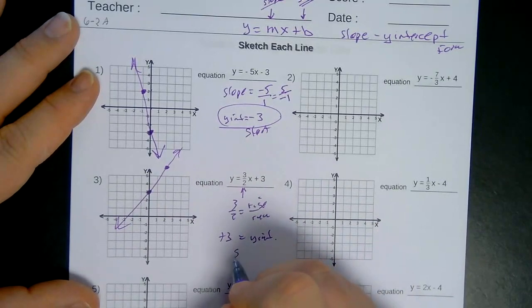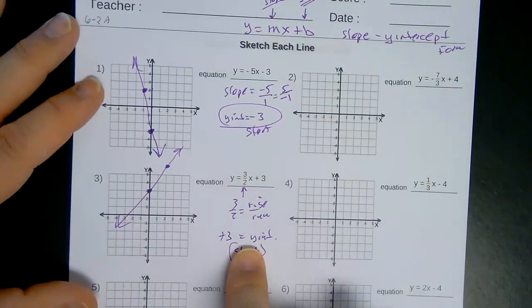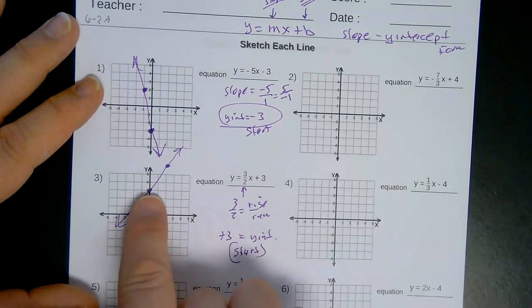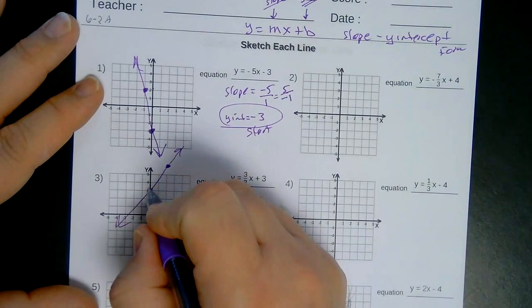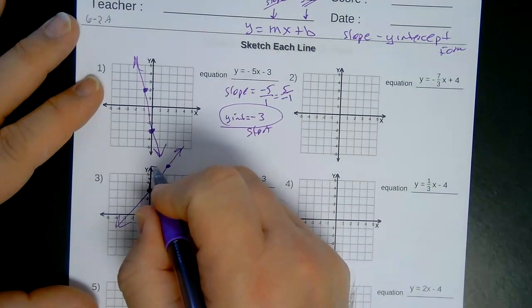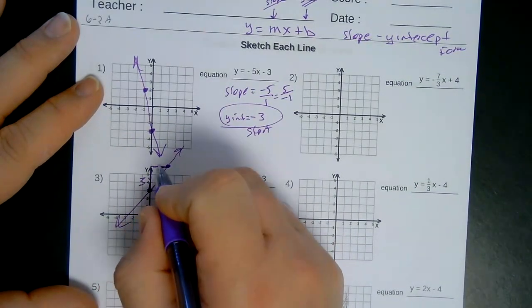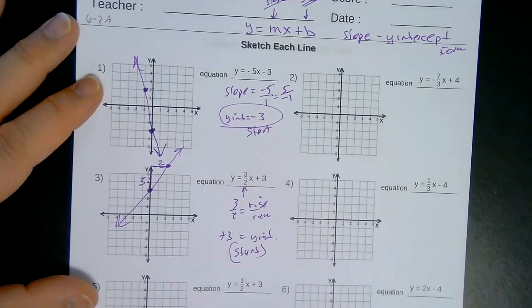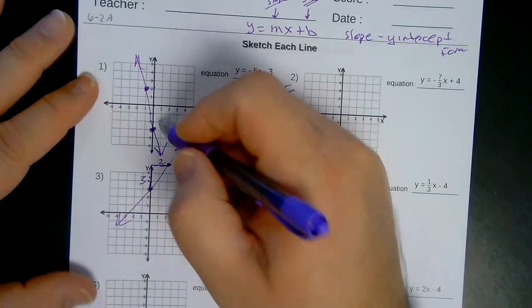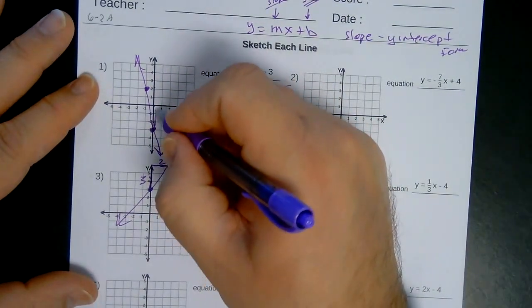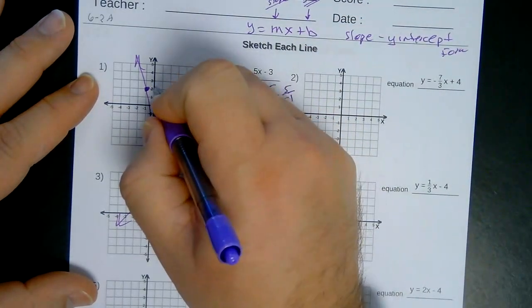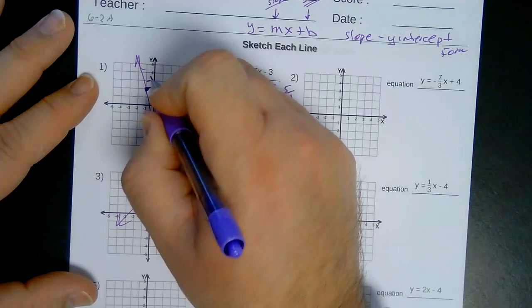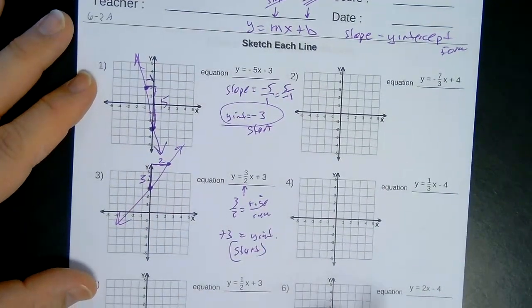Again, you always start at the y-intercept. Make sure you're always doing that, and then from that y-intercept go up 3 over 2. So if you're wondering, I'm just making a right triangle up 3 over 2. And if you notice, if I go back to number 1, I went up 5, but then I went to the left, which would be -1.